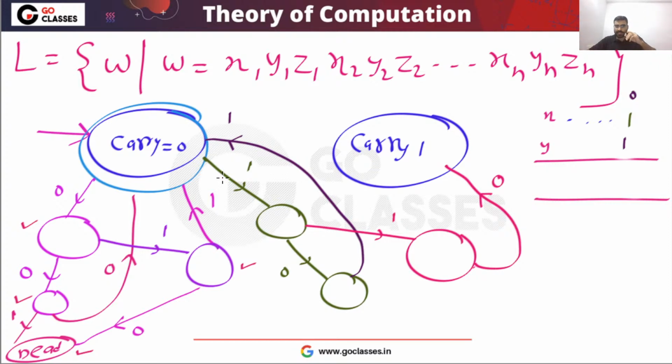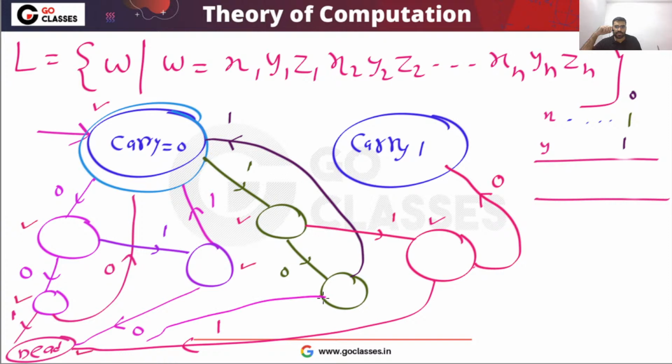Let me know, is it clear? See, this idea is very simple. Did you understand what is happening here? Now you can notice that every state is done. In this state, if 1 comes, I will go to the dead state. In this state also, if 0 comes, I will go to the dead state. So every state is over for the carry 0, yes or no?